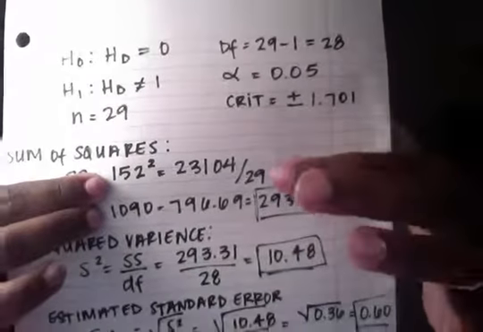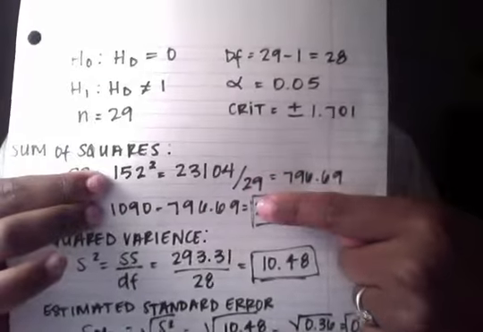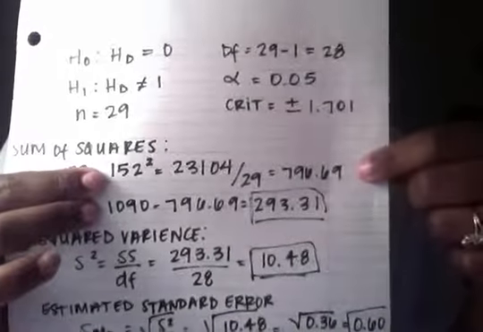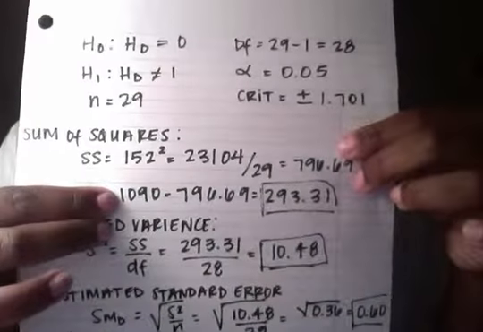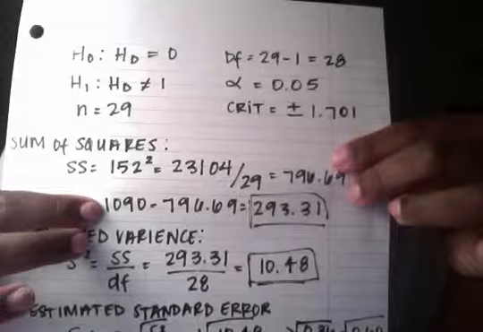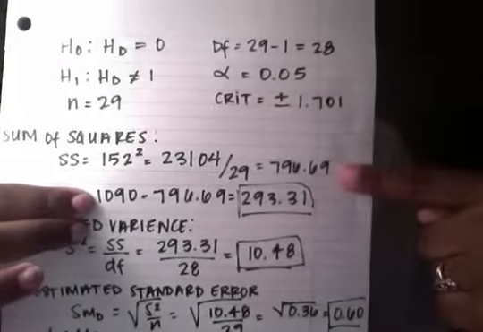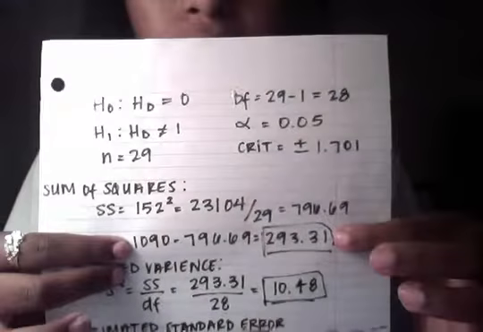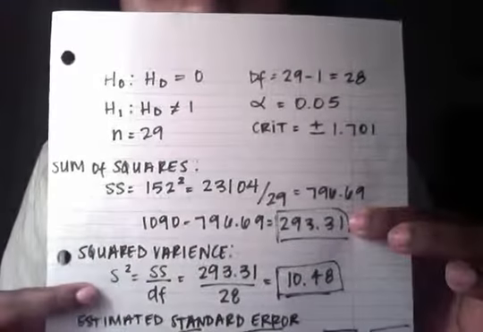So for our sum of squares, I took 152, which is the sum of the difference of scores. I squared it. We divided by n, and we get 796.69. Then we take 1090, which is the sum of the difference squared, and we subtract that from the 796.69, and we get 293.31. That's going to be our sum of squares.